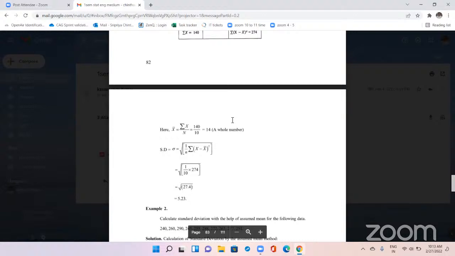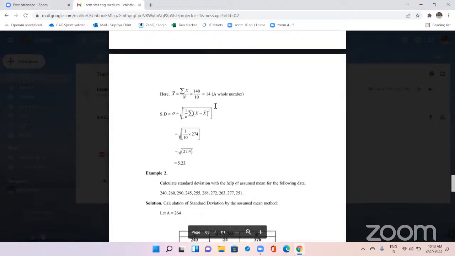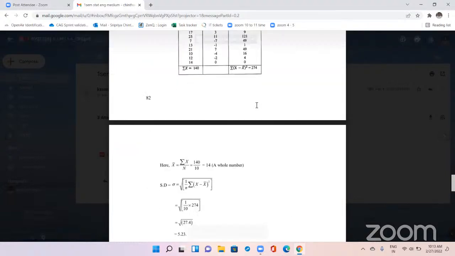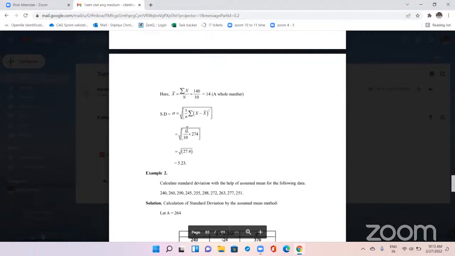Whether the value is correct or not. Correct, sir. Right. Now write the formula: sigma is equal to square root of 1 by n sigma (x minus x bar) whole square. Now sigma (x minus x bar) whole square is equal to 274, which is calculated here. 274 by 10, that is 27.4, under root, that is 5.23.